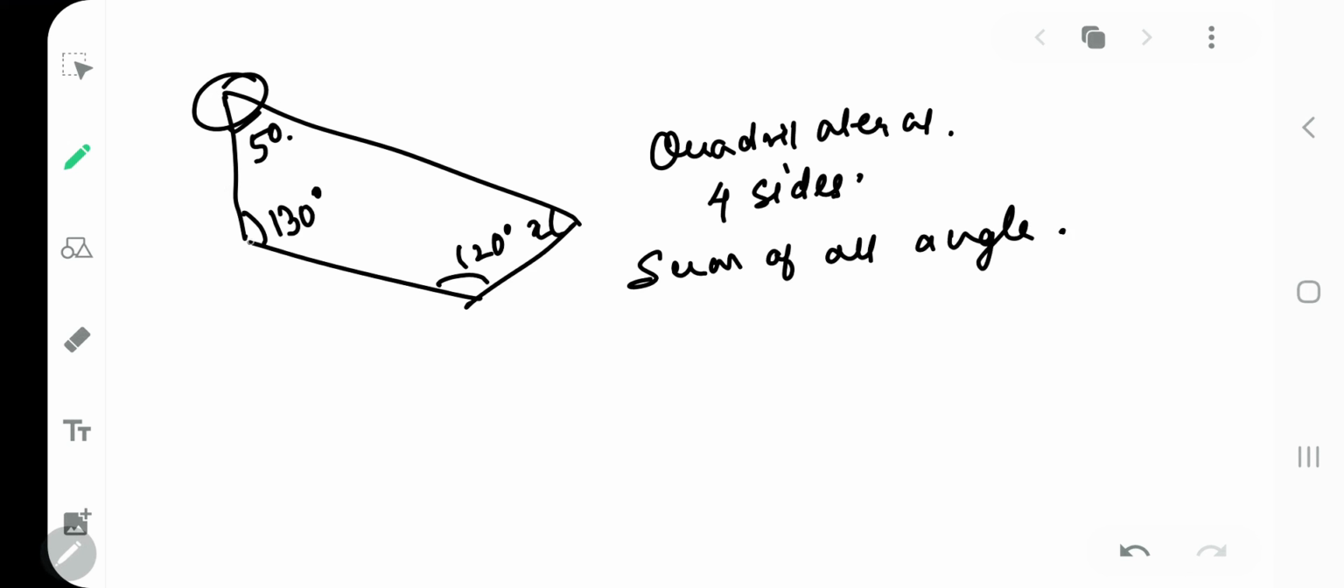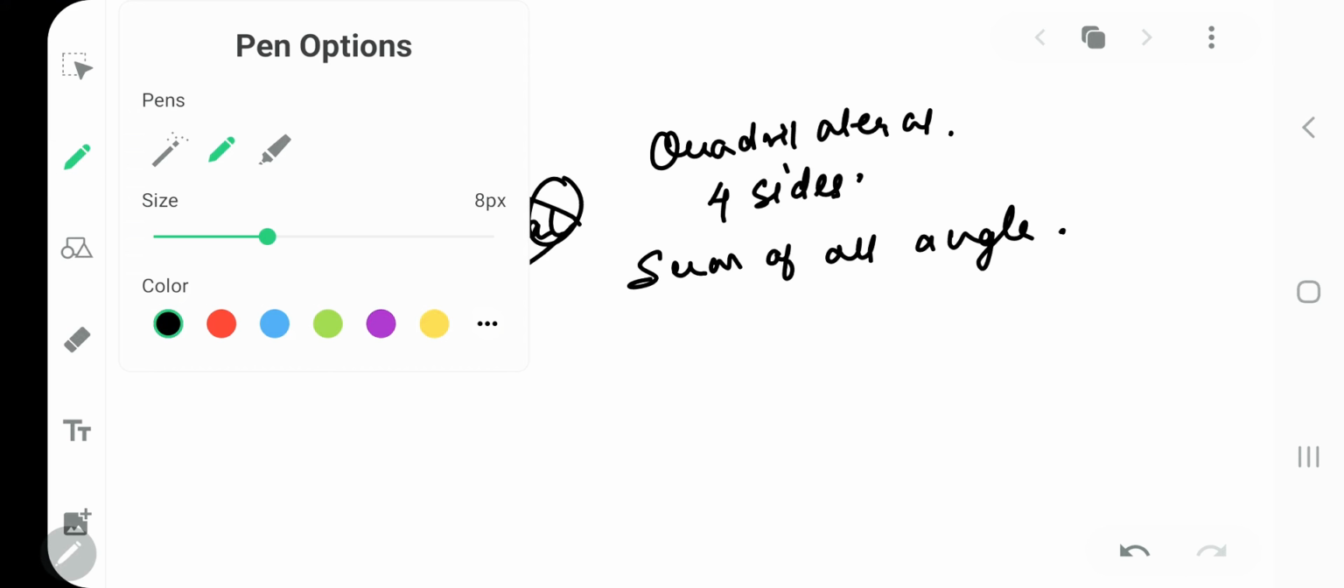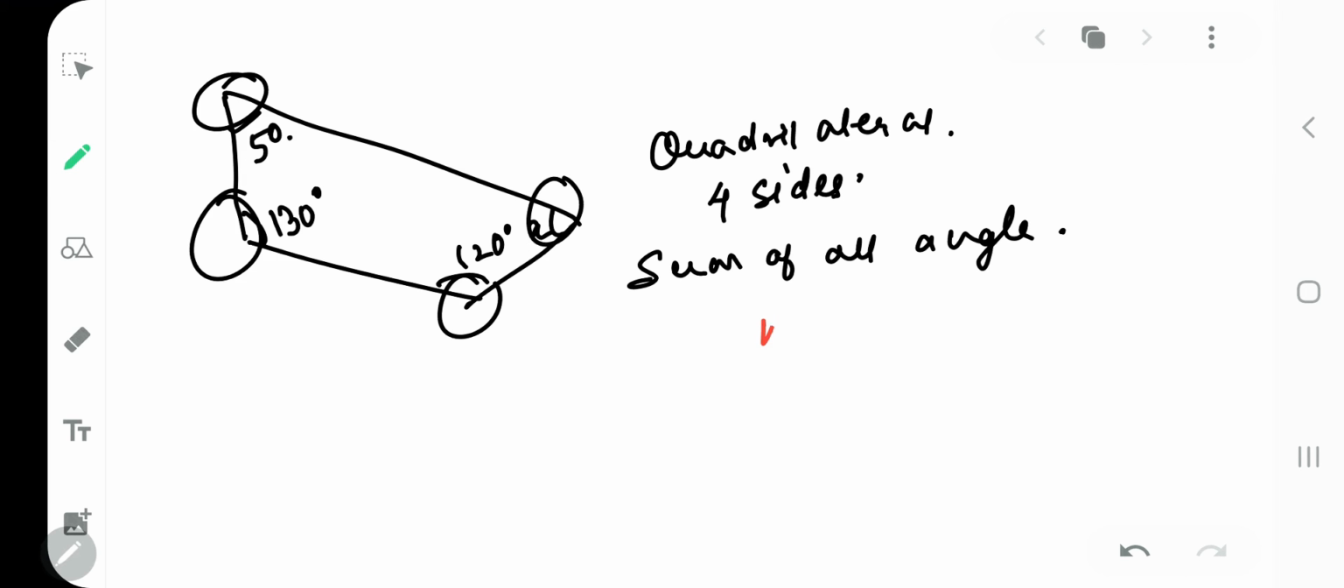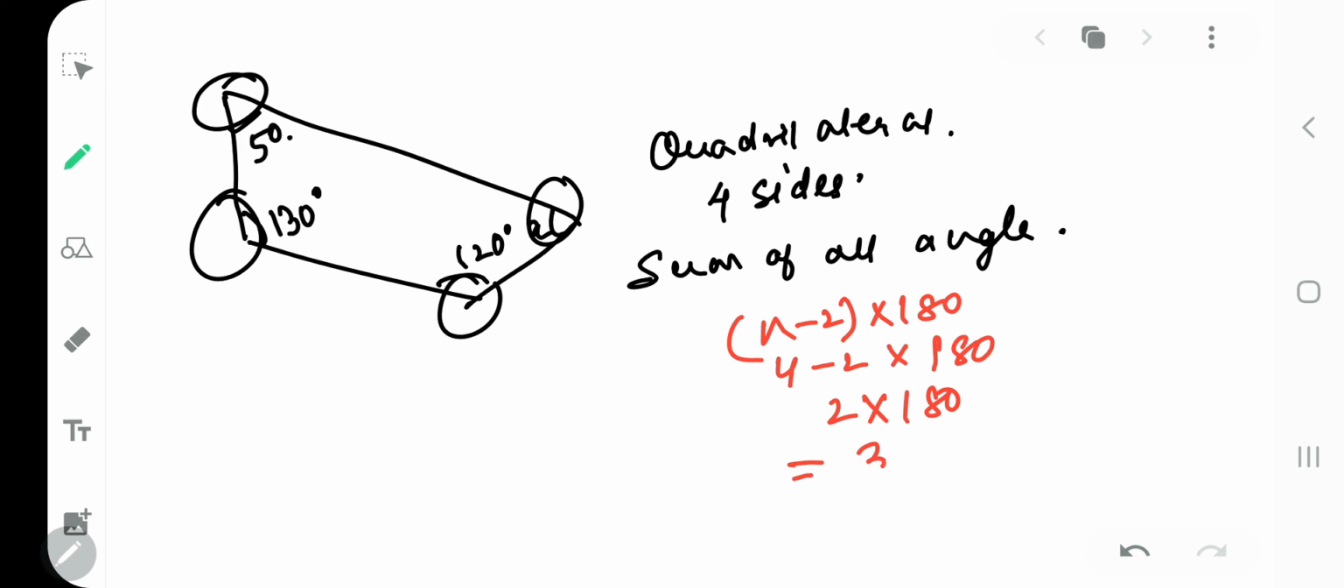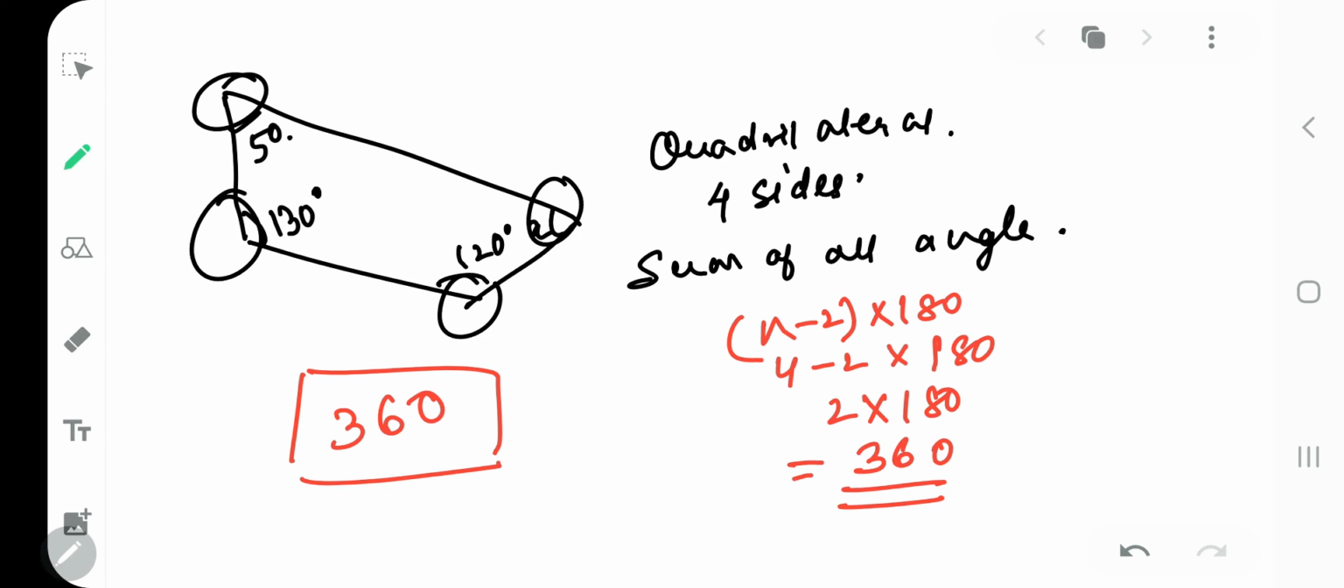And if it has 4 sides, my dear kids, I said you have to find the sum of all the angles. So what will be the sum of these angles? We have a formula (n minus 2) into 180. (4 minus 2) into 180. 2 into 180, that is 360. And that's the reason whenever we have a quadrilateral, we write the sum of all the angles in a quadrilateral is 360. Now the problem becomes easy.